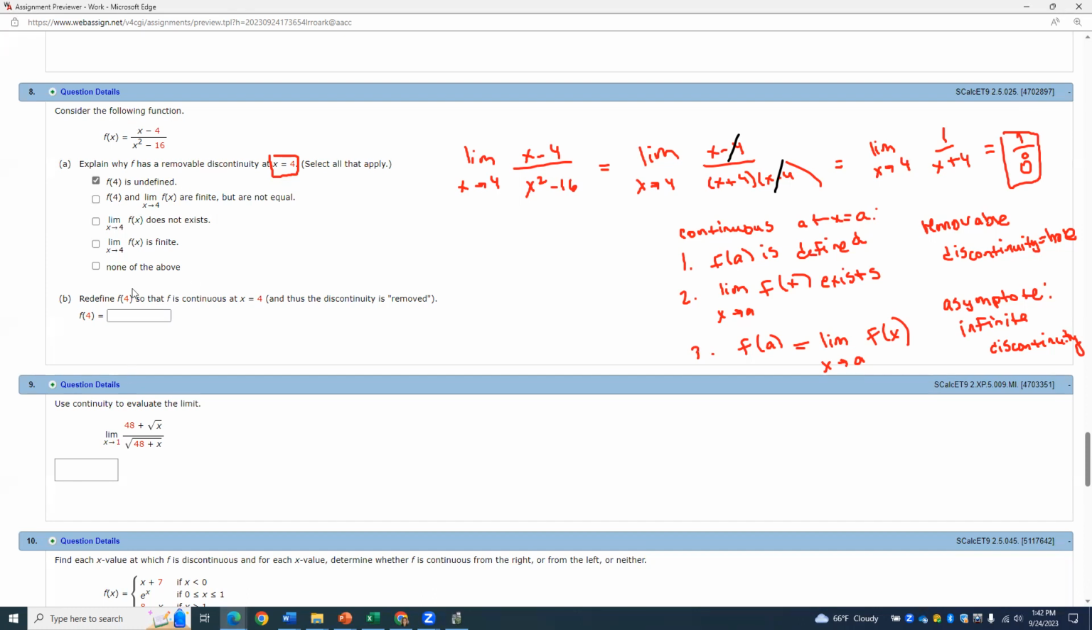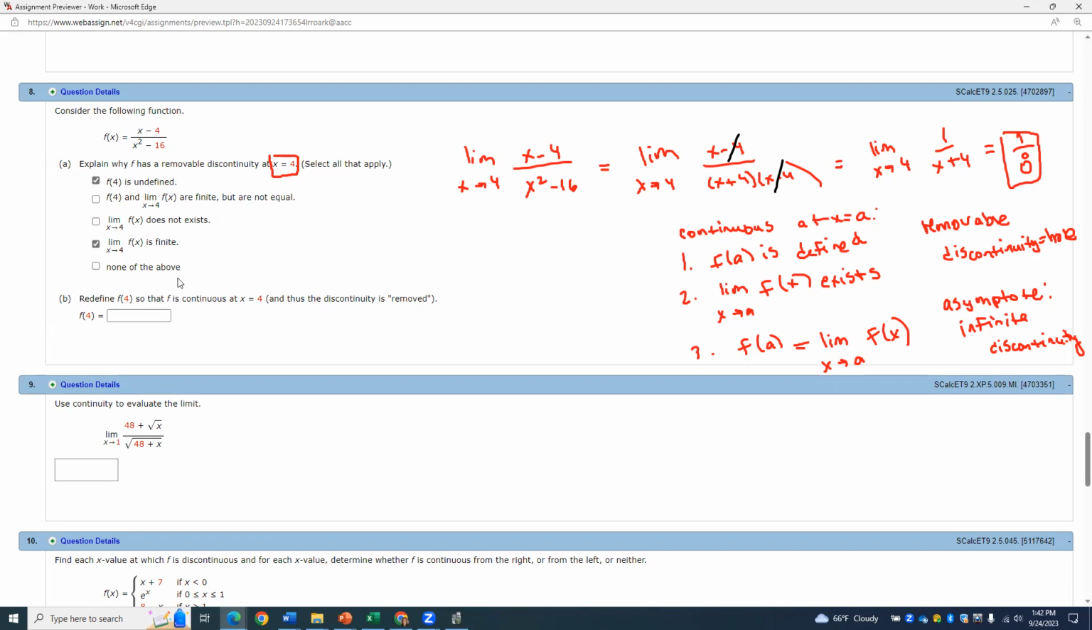However, I think the next checkbox, where it says the limit as x approaches 4 of f of x is finite, is true. We were able to do some algebra to substitute in 4 after we cancelled out x minus 4. So that is finite. It does exist. I just had to do some trickery to get there. And none of the above doesn't apply because I already selected those first two.